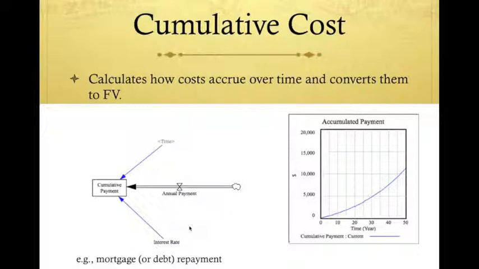So that's the idea. And in this case, I think this was an annual payment of $100, and how that translates over time into essentially the cumulative cost. So this is how much it would cost you over time to pay $100 per month.